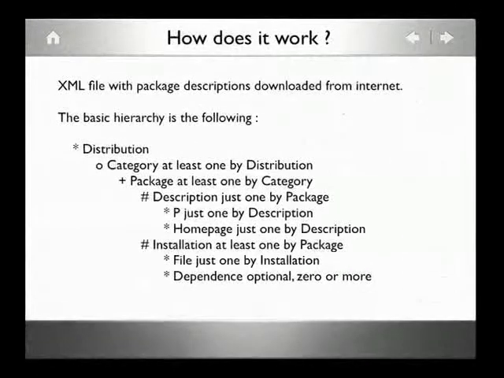So this is a simple one. What does the XML file look like? After you download it, there's a distribution. Inside we have a category, at least one per distribution. Then there is a package, of course, at least one. Inside it are the description, the home page of the package, and the installation tag, file, and dependency as optional.